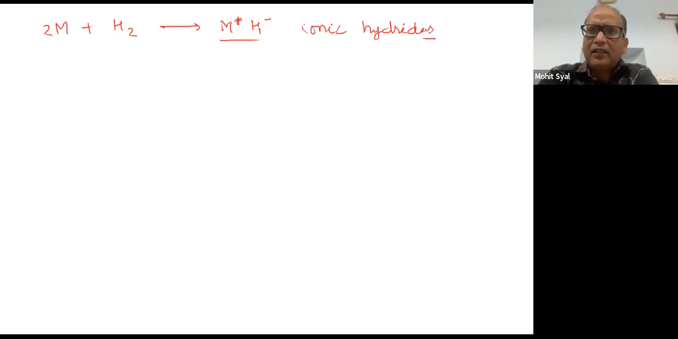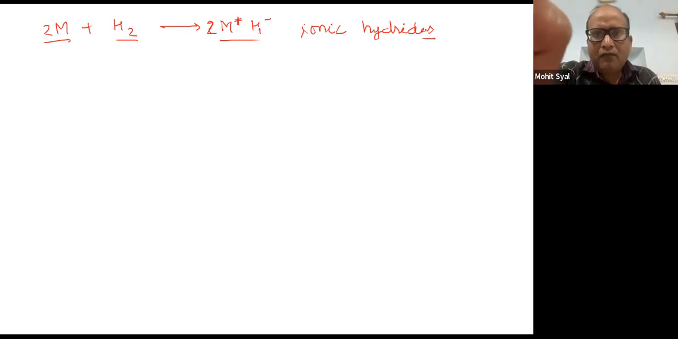Ionic means salt-like. Salt-like means there is a cation. The cation is the metal ion: lithium, sodium, potassium. And the anion is the hydride ion. How is the hydride ion formed? Because the H2 molecule is there, two alkali metal atoms release two electrons, one each, and they are accepted by hydrogen. They turn to H minus. That's how you get metal hydride.